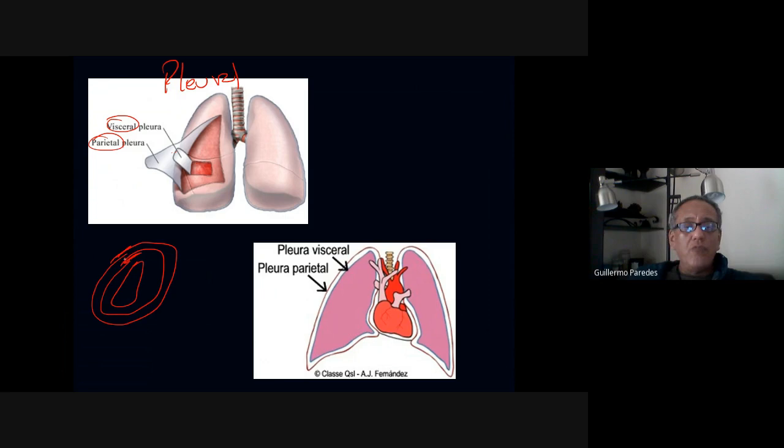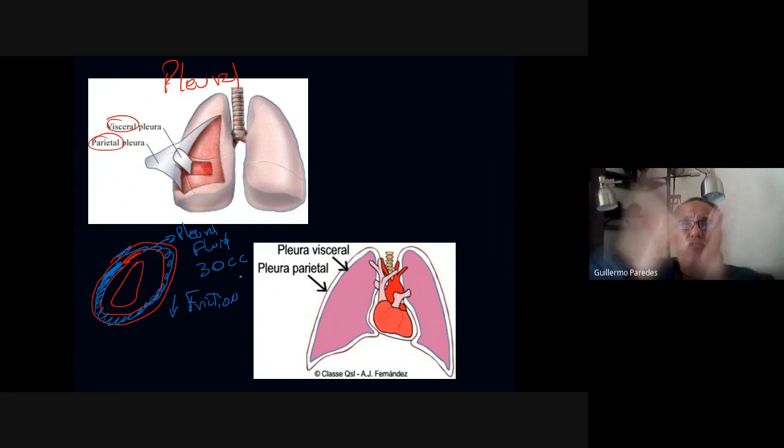In between, we have fluid. This fluid is between the parietal and the visceral layer. It is called the pleural fluid. This pleural fluid is about 30 cc, like two tablespoons. This fluid is basically to decrease friction. Friction of what? The lung is going to shrink and expand, so this water between the two layers of the pleura decreases the friction.